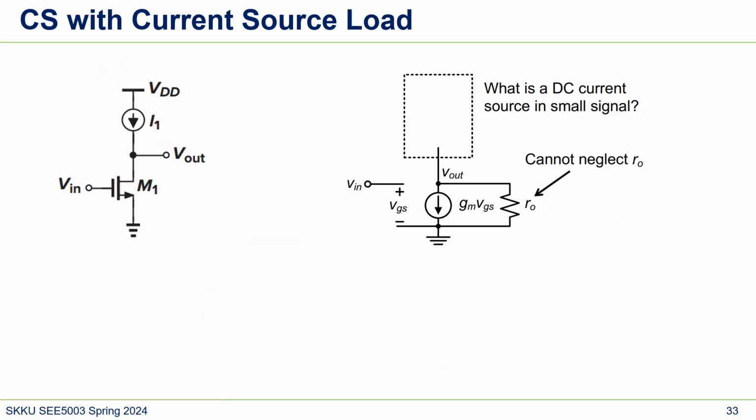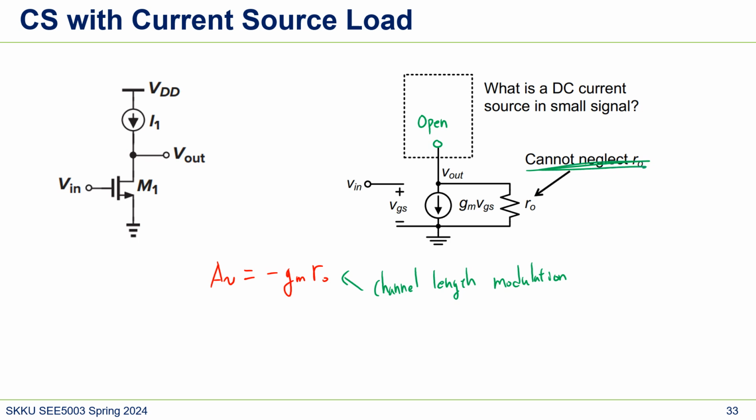Now let's calculate the gain. So we learned that the current source will be an open node, and it's easy to calculate, right? So the gain would be minus gM times rO, right? In this case, this rO is from channel length modulation. From now, we cannot neglect rO anymore.